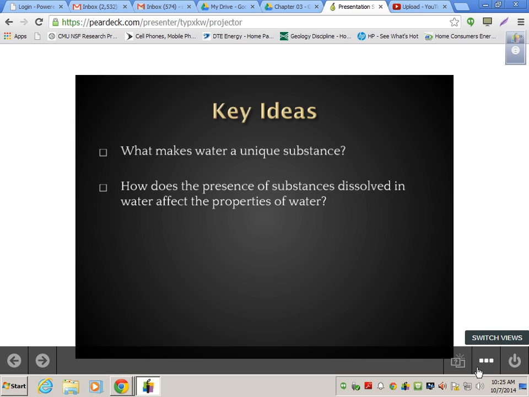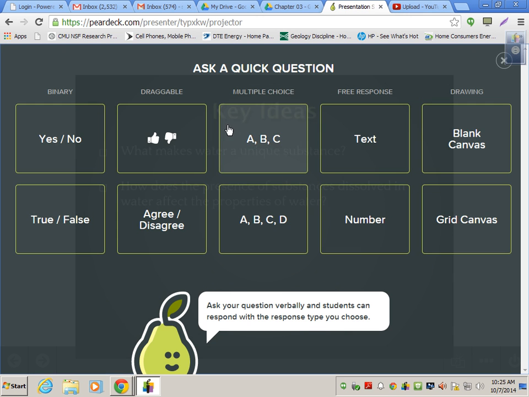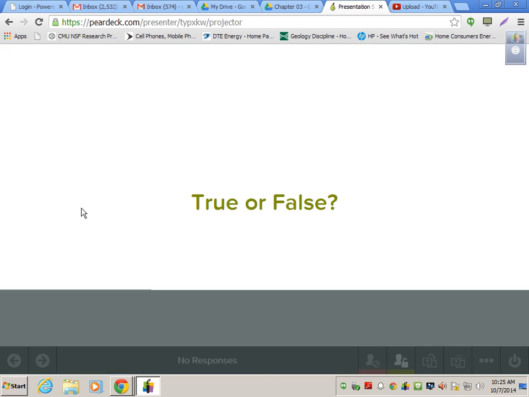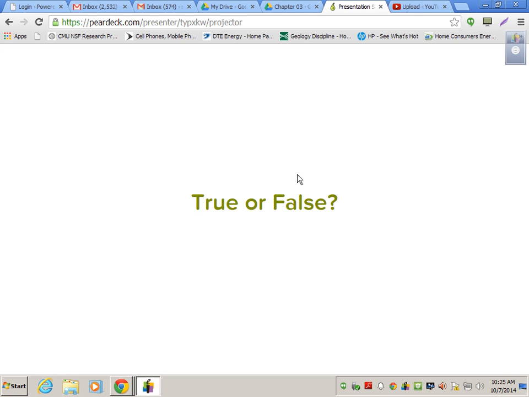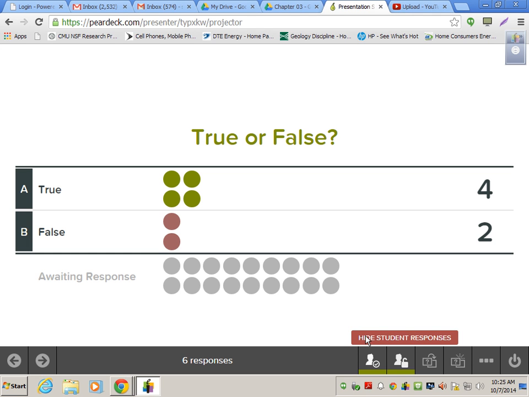Here, how about this? We'll poll you. How about I make a statement? True or false? All acids and bases are ionic compounds. True or false? Acids and bases are ionic compounds.